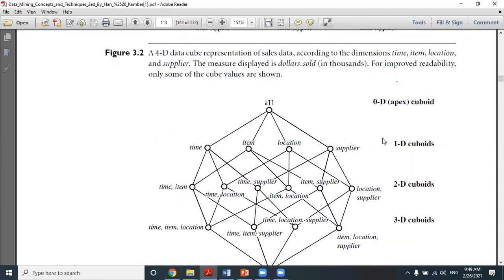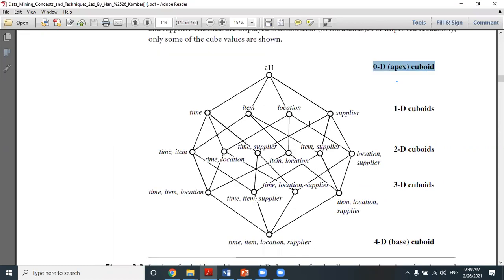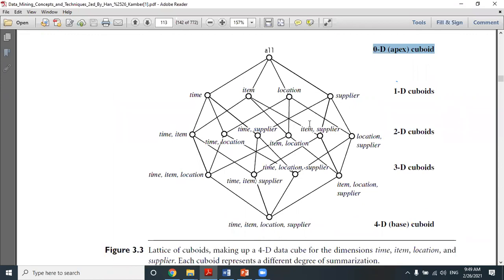And the last and final step: we add all these 4 dimensions together to make the top layer of the lattice, which is called the apex cuboid or 0-dimensional cuboid. Do you understand how we can draw a lattice for the 4-dimensional view?